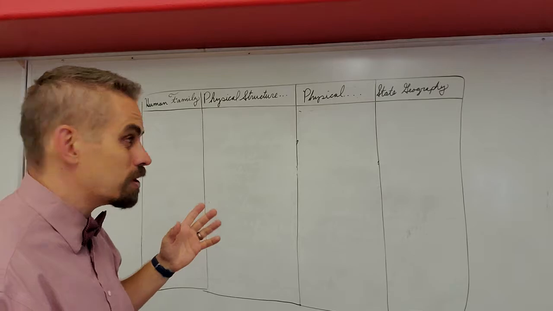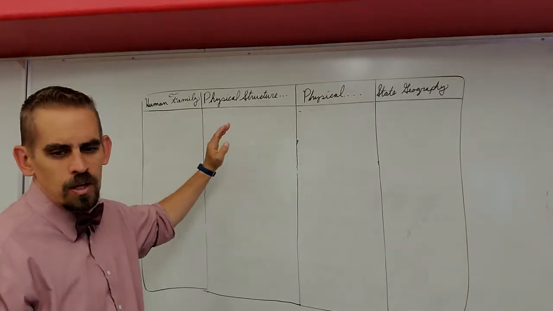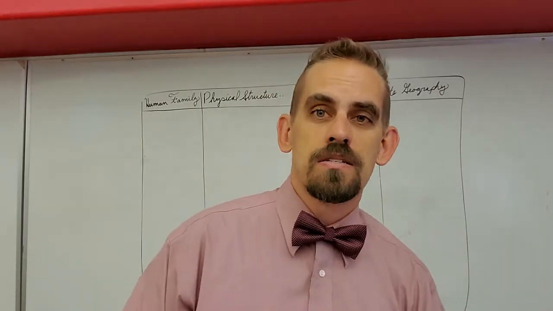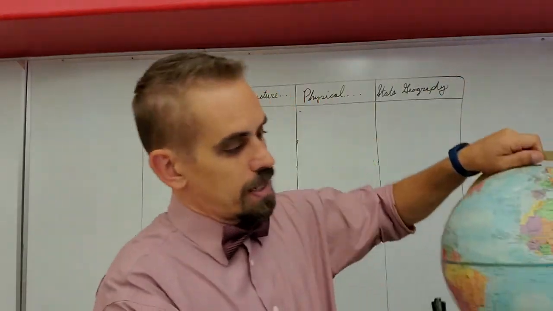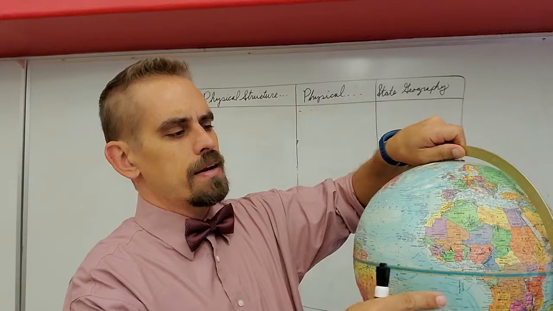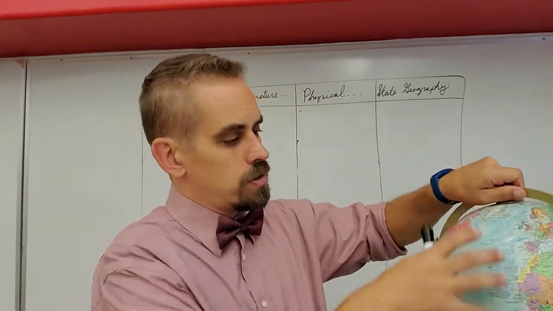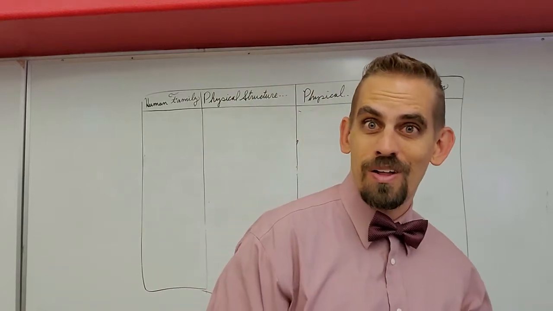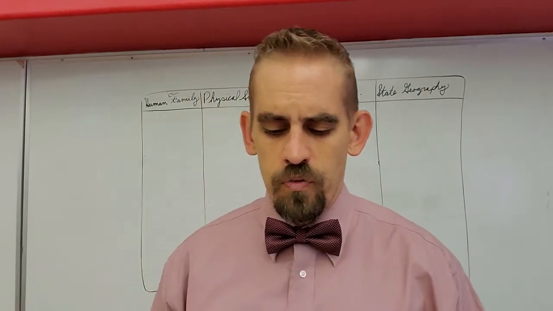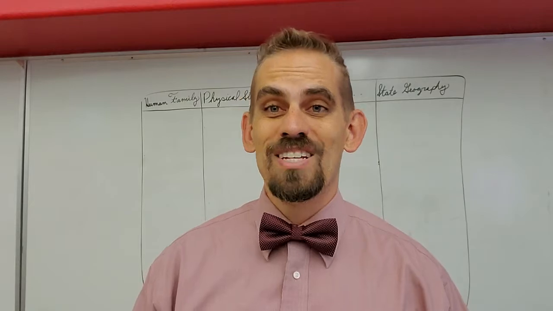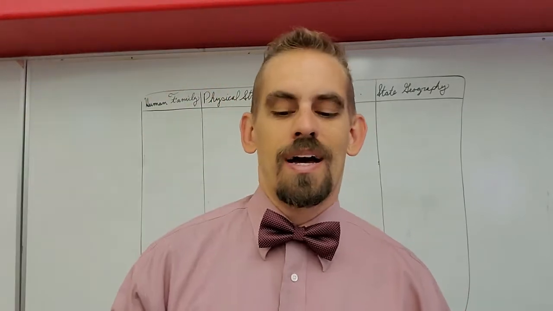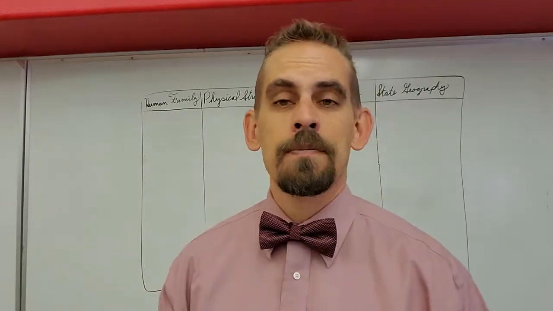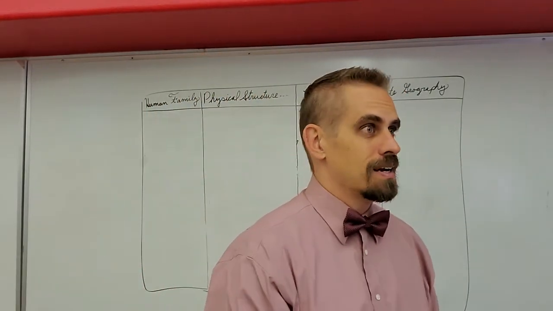How does that work though? So we'll look at the human family. We'll look at the physical structure and individuality of the southern continents. Remember, we've got the equator right here. We have northern and southern hemispheres and northern and southern continents based upon their location. Also, physical structure and individuality of the northern continents. And then lastly, state geography, because every nation is made up of states.